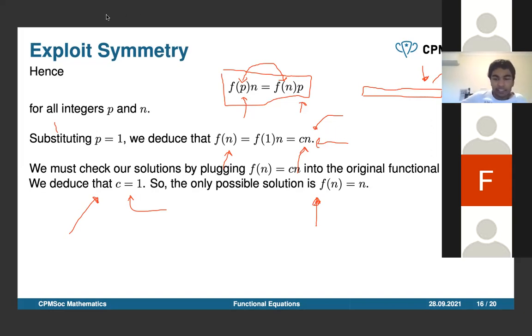Okay, so that is an example of exploiting symmetry. The main idea is, when you have something symmetric on one side and asymmetric on the other side, you can equate two different asymmetric expressions to hopefully simplify the situation.